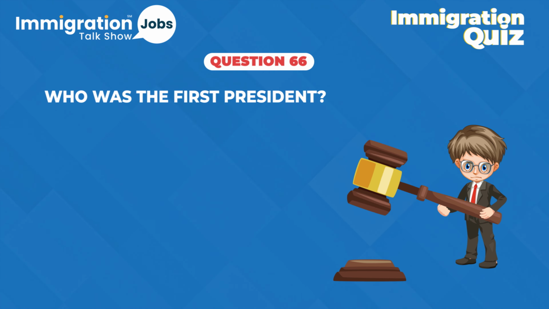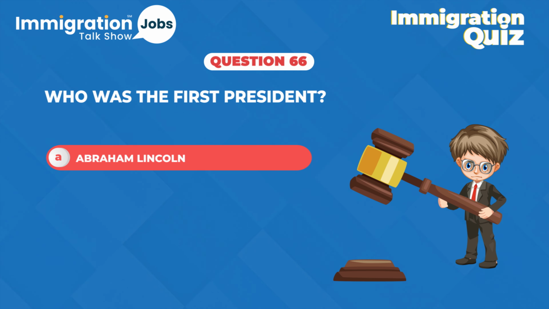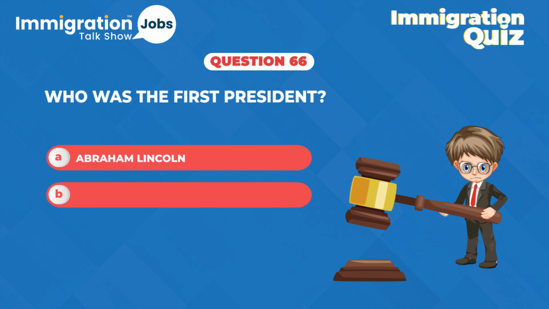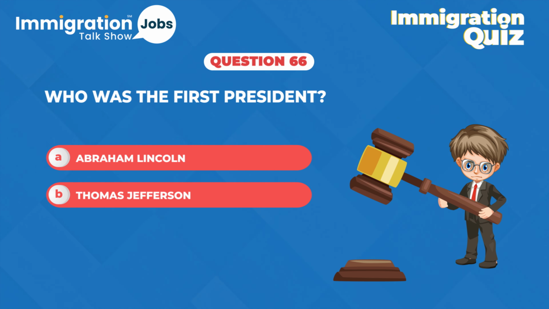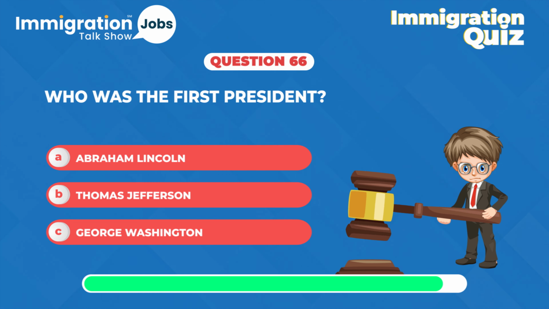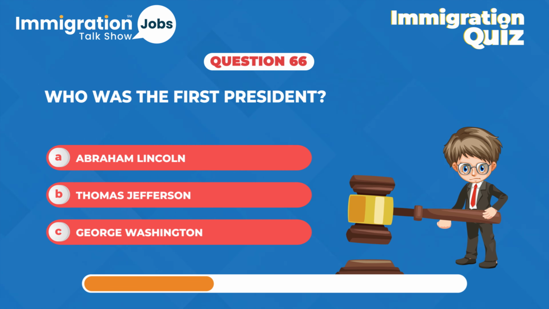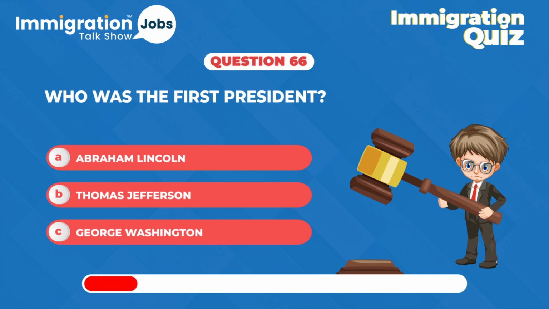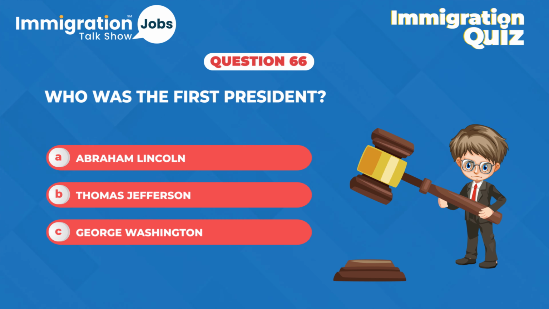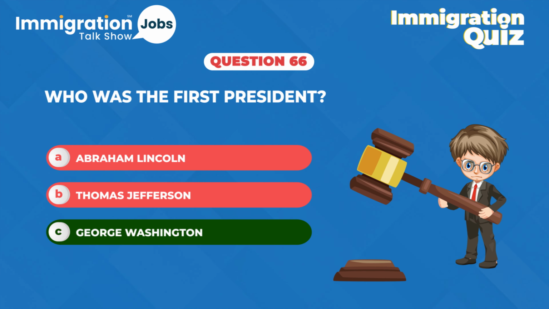Who was the first president? Option A, Abraham Lincoln. Option B, Thomas Jefferson. Option C, George Washington. And the correct answer is option C, George Washington.